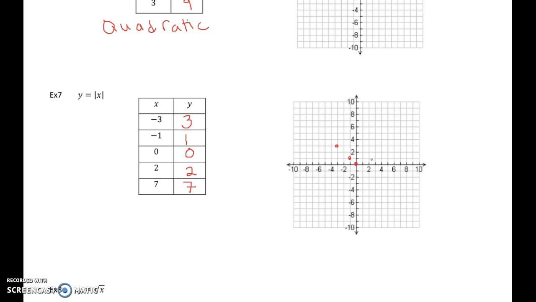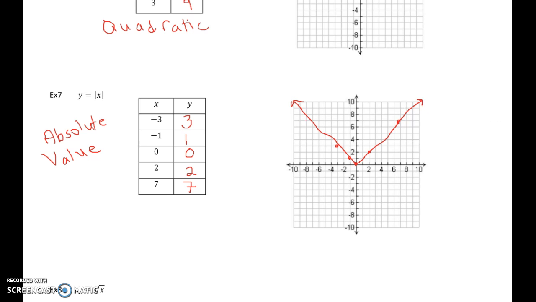So we'll plot these points here, 2 and 7. You're going to connect these with a sharp straight line starting in that top corner of your grid, and then straight out that diagonal through the other corner of the grid. This makes a sharp V shape, unlike the quadratic that curves. This is the absolute value function. We don't learn any more about absolute value in this course, but you will see this in college algebra. So that's the absolute value function. It makes a V-like shape.